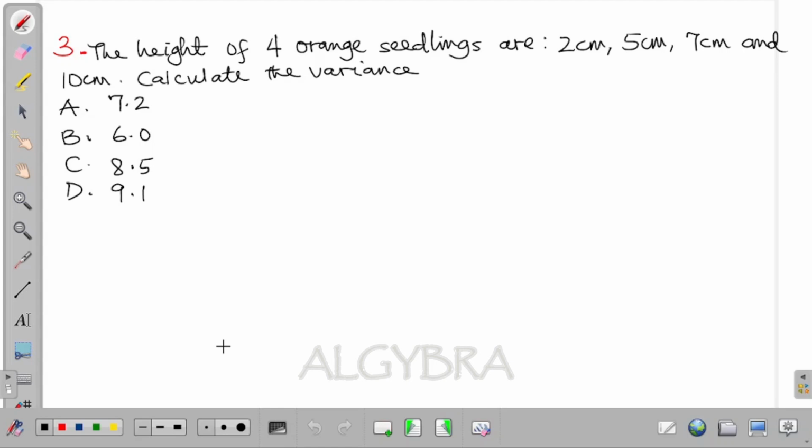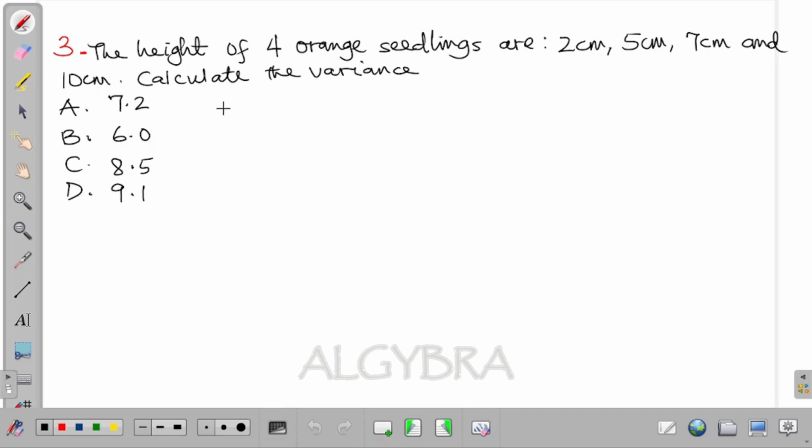So in today's video, we're going to work through the third question of the WAEC 2025 past questions. It says, the heights of 4 orange seedlings are 12 centimeters, 5 centimeters, 7 centimeters, and 10 centimeters. Calculate the variance of this distribution. The first option is 7.2, the second is 6.0, the third is 8.5, and the fourth is 9.1. So we're going to solve to get the variance of this distribution.